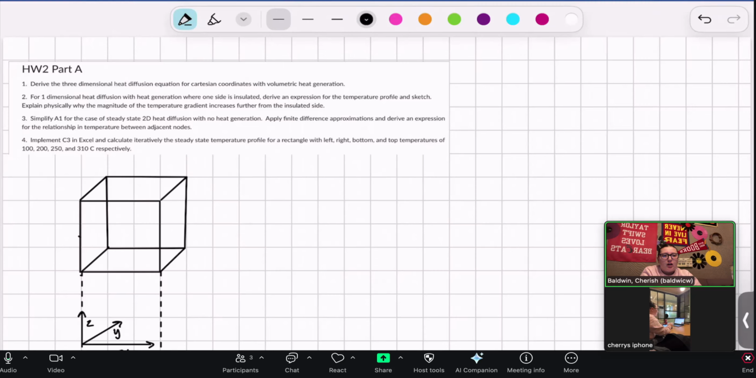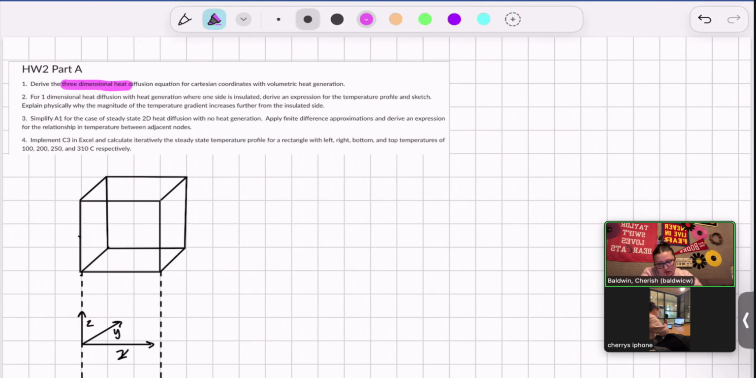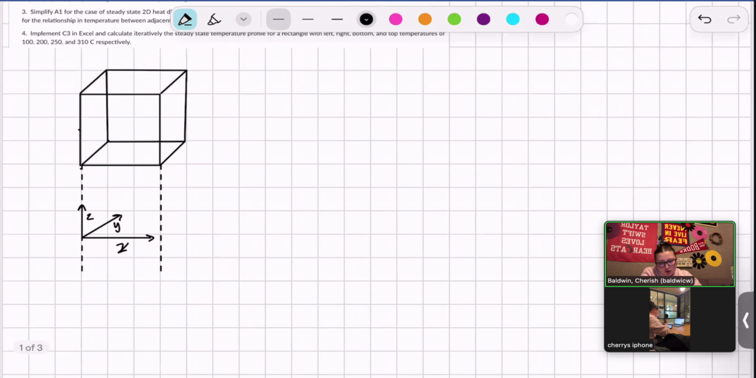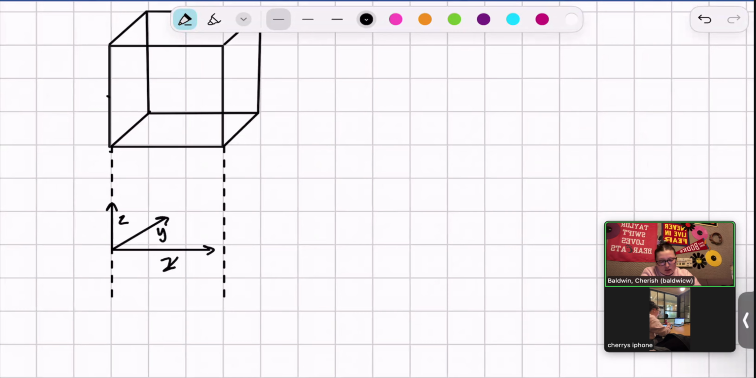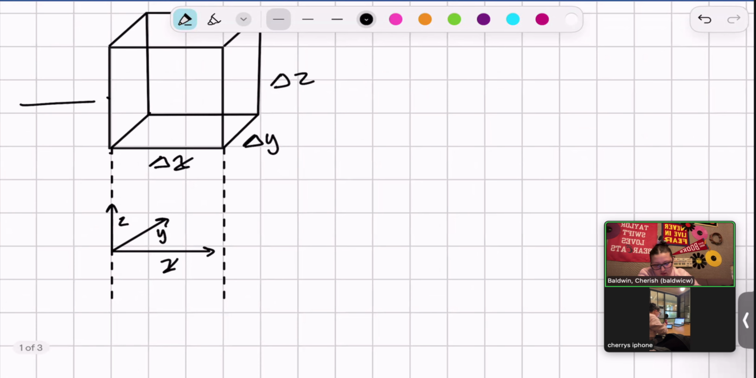Alright, so I am first going to derive the three-dimensional heat diffusion equation. We first start with the cube in Cartesian coordinates x, y, and z. So this is delta x, delta y, delta z, with heat entering this way and exiting this way.